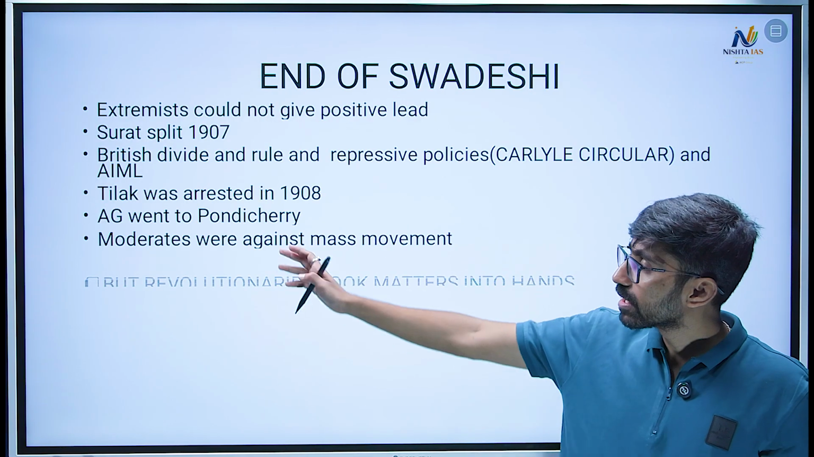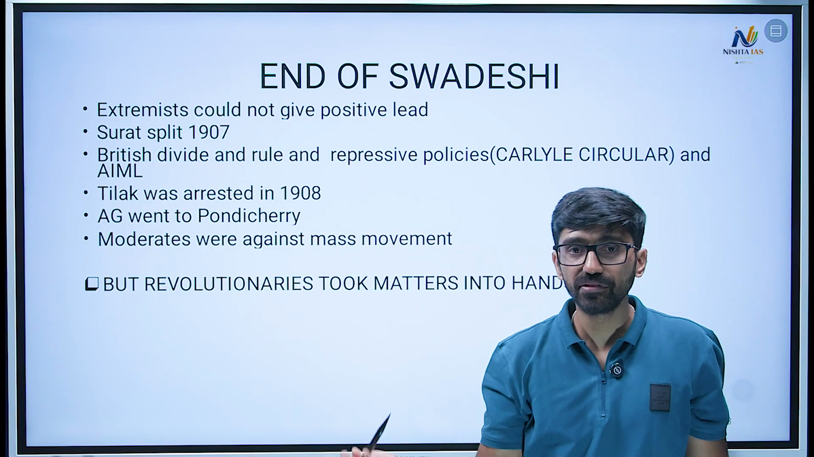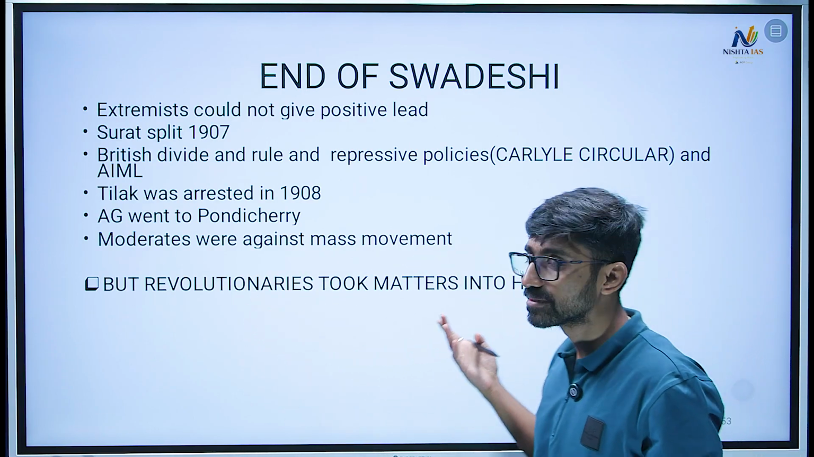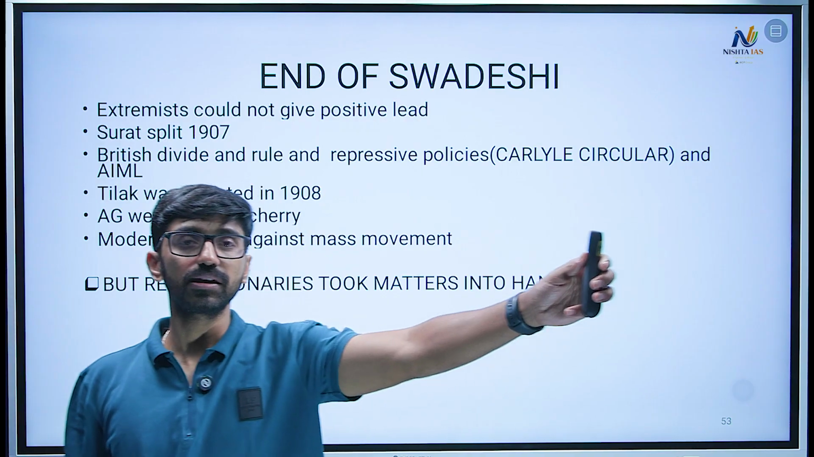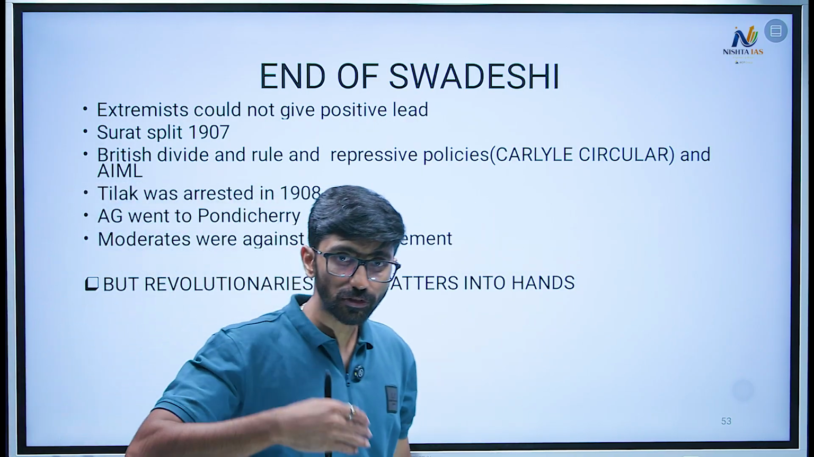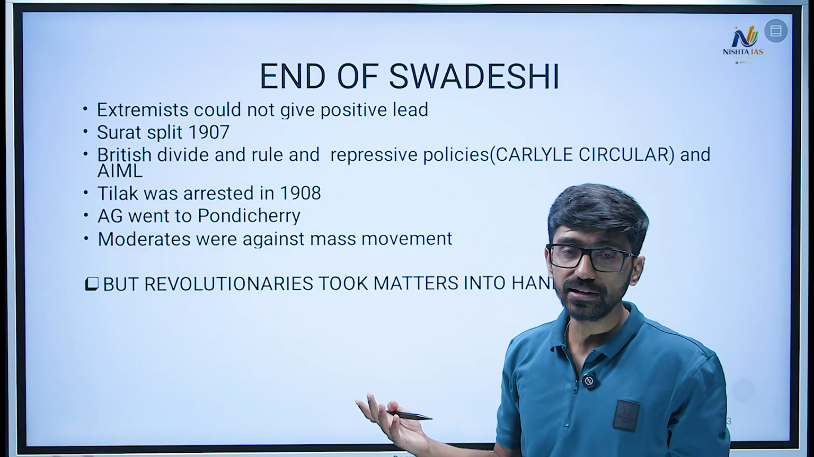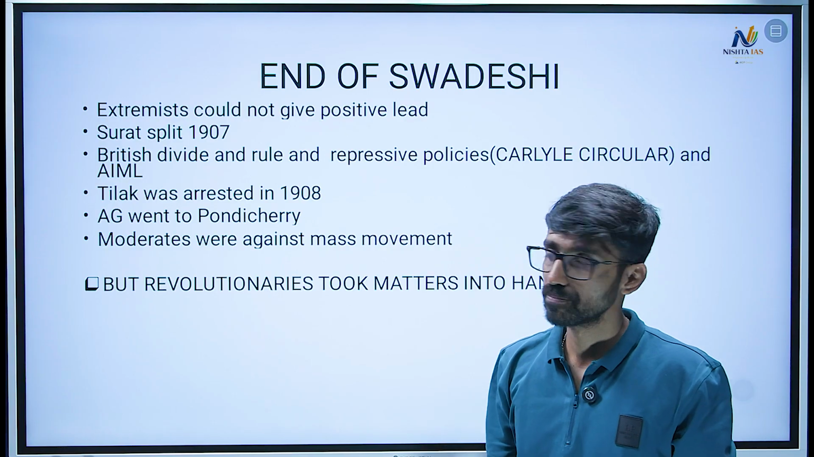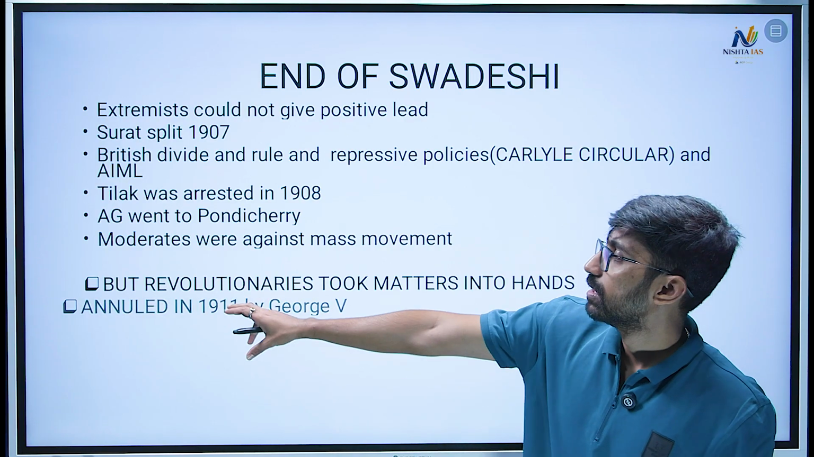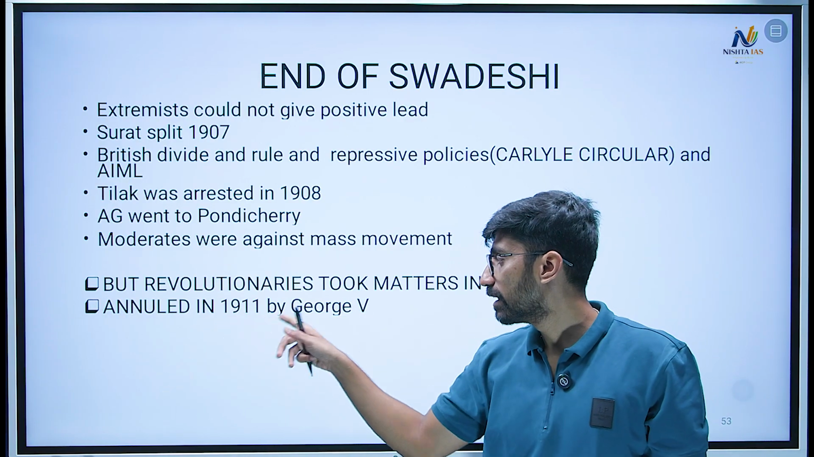Okay. And moderates were always against mass movement. They did not believe in mass movement, but revolutionaries took matters into their hands. Moderates failed, extremists took over. Now extremists also failed. Now revolutionaries took matters into their hands, and they started punishing British officials. Okay, and finally, the partition was annulled in 1911 by George V.